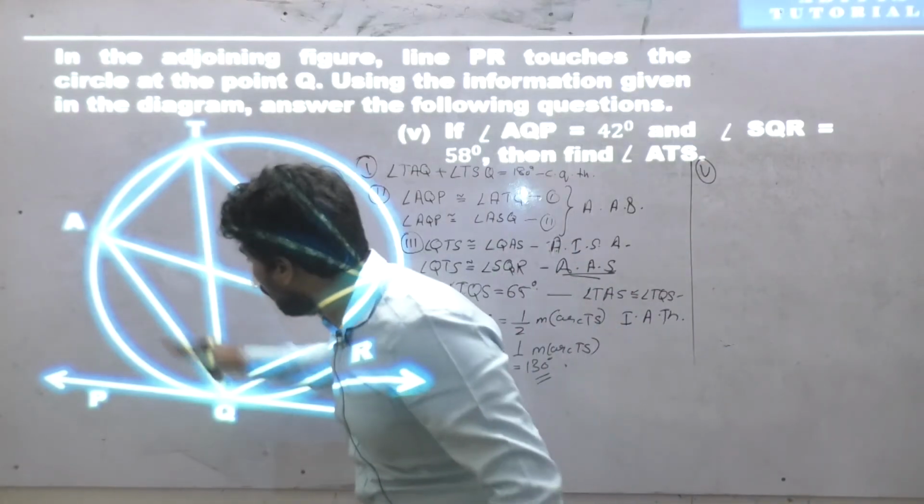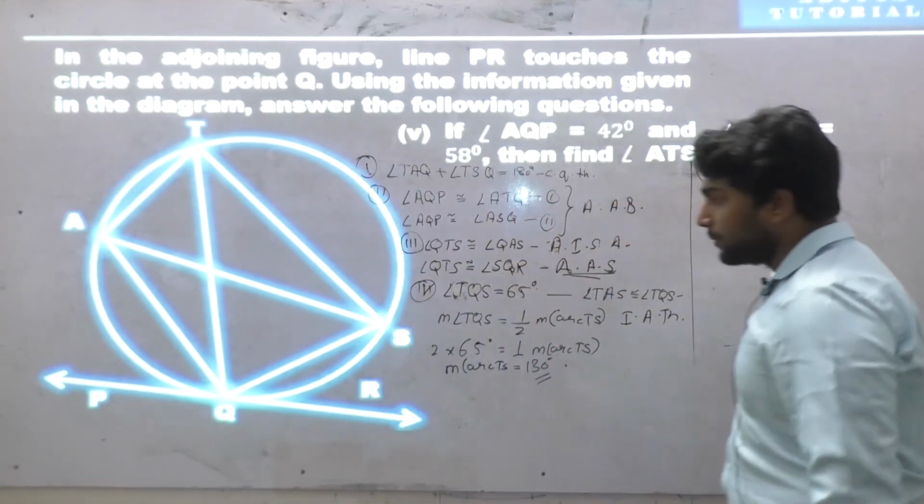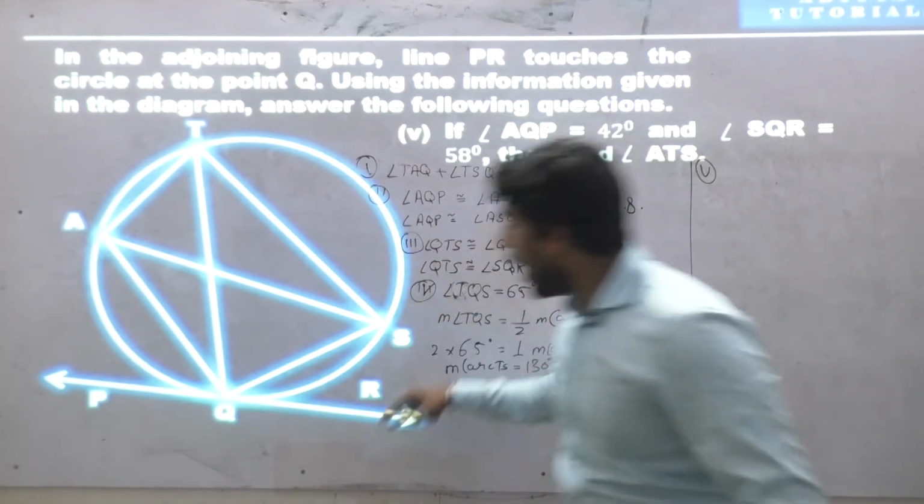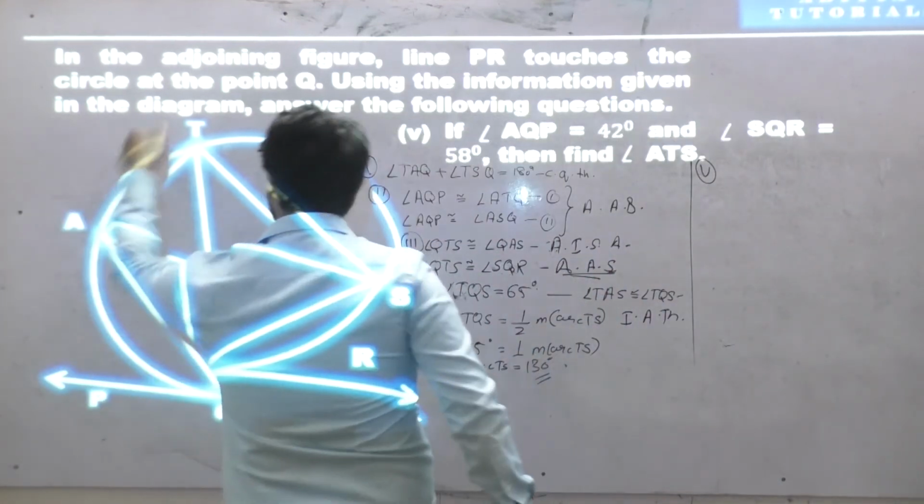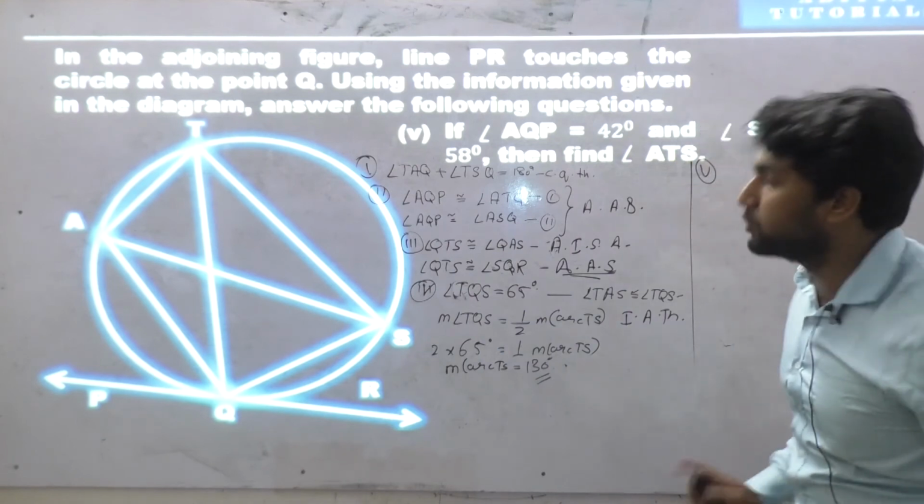Angle AQP is 42 degree. Angle SQR is 58 degree. We need to find angle ATS. अरे यार ये क्या हो गया? चलो एक ही करते हैं.